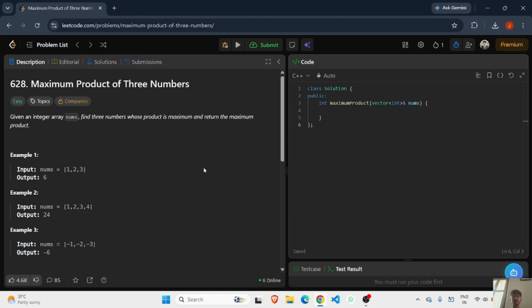So the approach is simple. First, we sort the array. Now calculate the first product: the largest three numbers. The second product: the smallest two numbers and the largest number. Return the maximum of these two numbers. So let's start with the code.